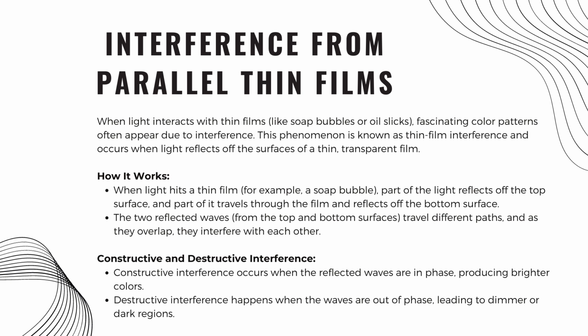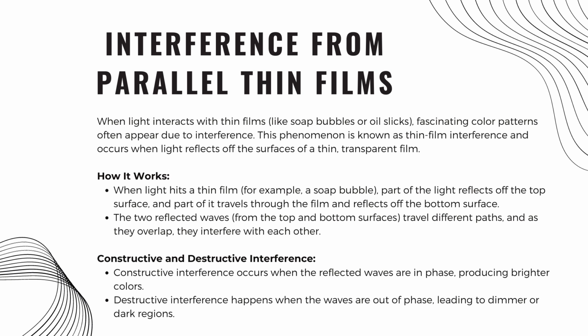Let's understand interference from parallel thin films. When light interacts with thin films, like soap bubbles or oil slicks, fascinating color patterns often appear due to interference. This phenomenon is known as thin film interference and occurs when light reflects off the surfaces of a thin, transparent film. How it works. When light hits a thin film, part of the light reflects off the top surface, and part of it travels through the film and reflects off the bottom surface. The two reflected waves travel different paths, and as they overlap, they interfere with each other.